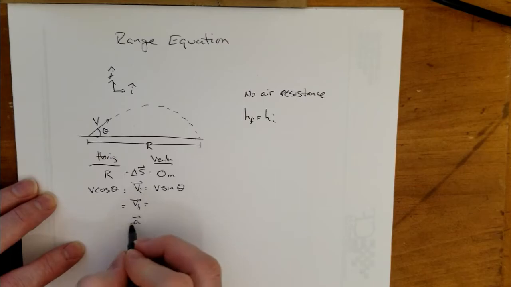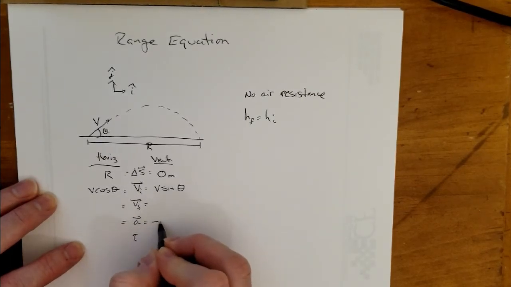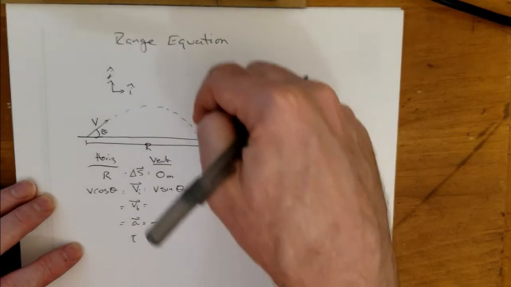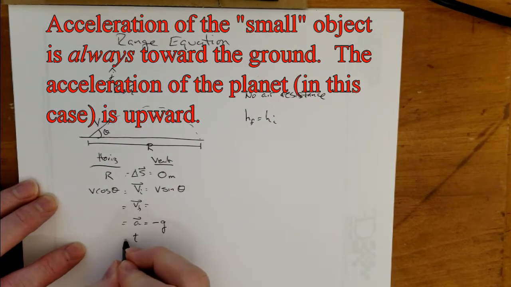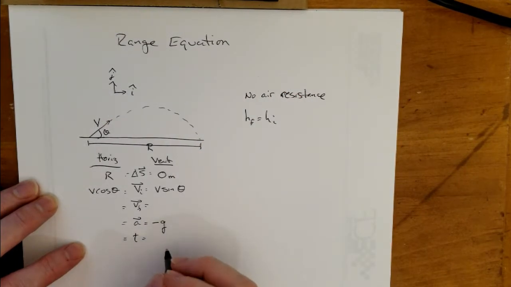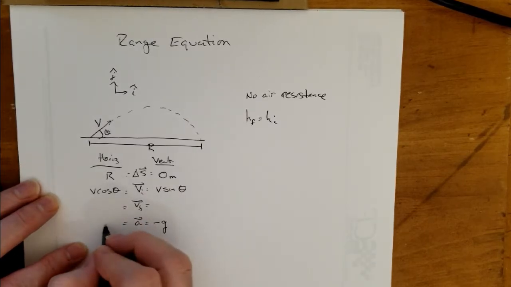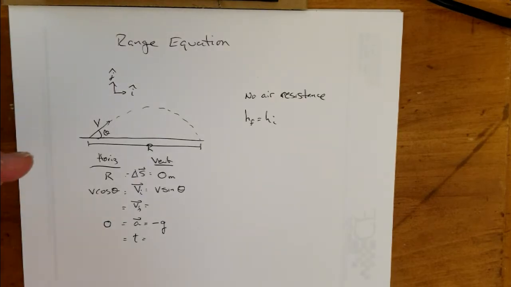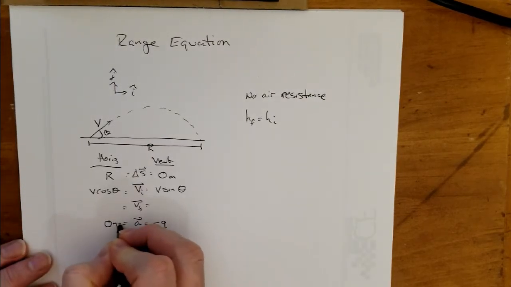The acceleration is negative g. G being the acceleration due to gravity, and negative because the acceleration is always towards the ground when you're dealing with no air resistance and things moving through the air with no other forces acting on it other than the force due to gravity. I know that the acceleration in the horizontal direction is 0. This is, again, from the moment it is launched, in meters per second squared.